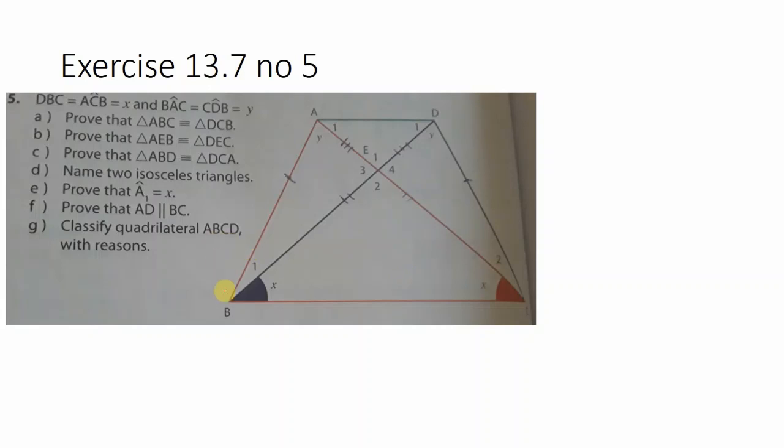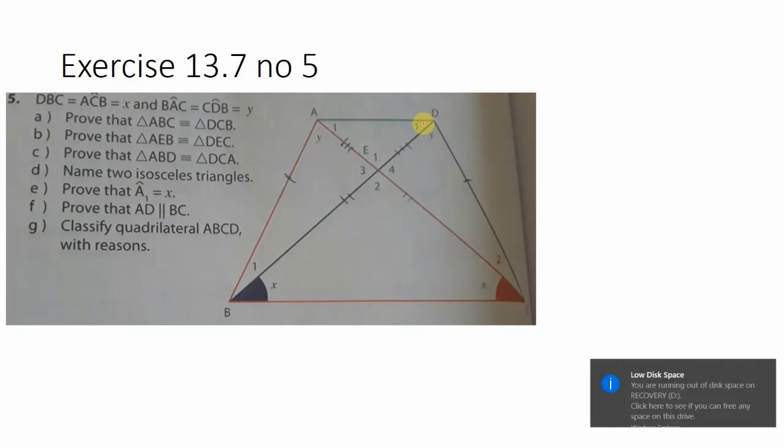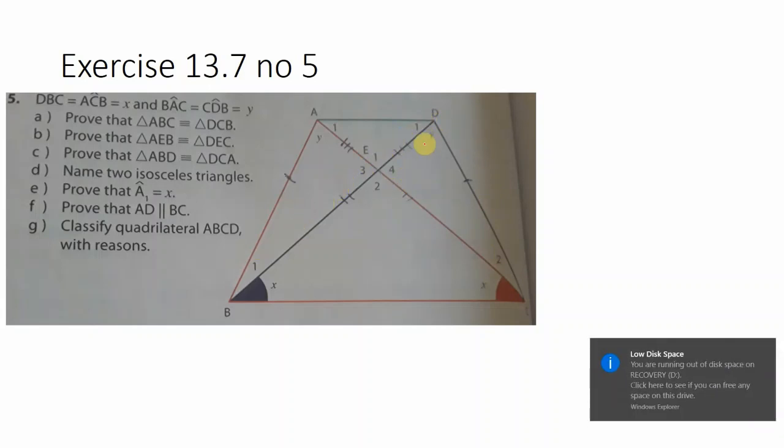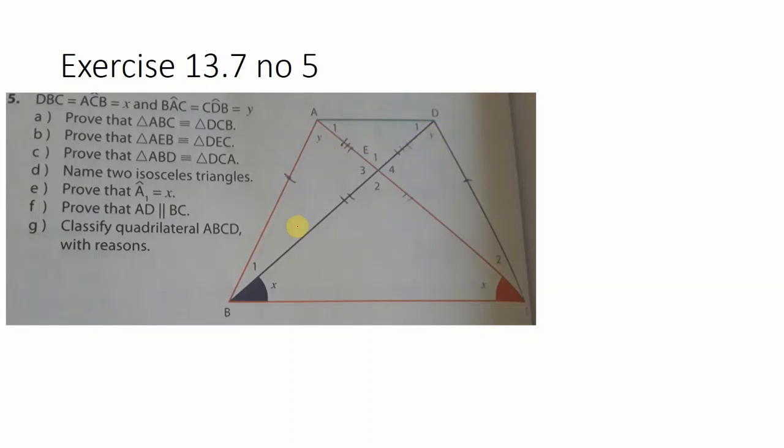And then also BAC, this angle here, it's given as y, and then CDB, in other words, this angle here is also equal to y. So we have x and x, y and y. Those are the only ones that are given.